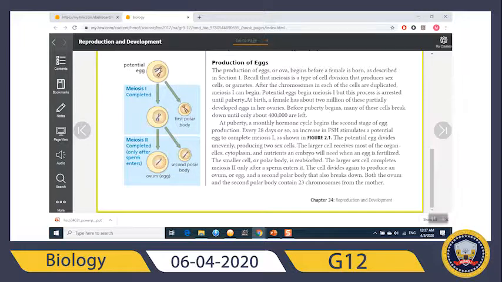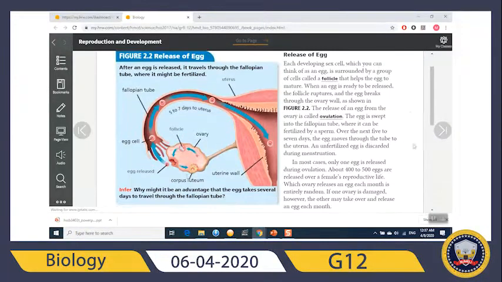Then meiosis 2 will occur, but we complete it only after the sperm enters the ovum, or the egg. So this is the production of the egg, basically. Now, the production of the egg, then the release of the egg, then the transport of the egg, its travel to the uterus. So these are all part of the process and cycle.